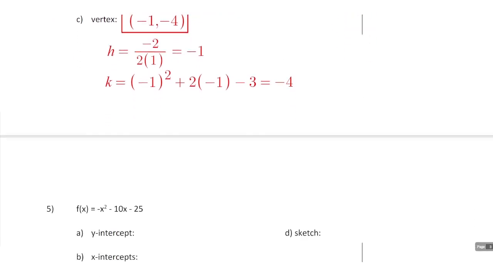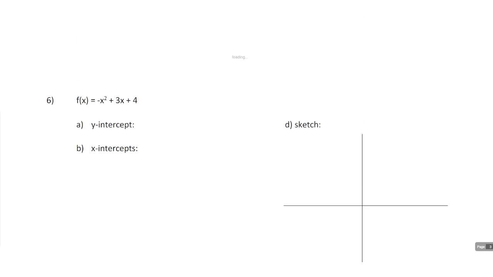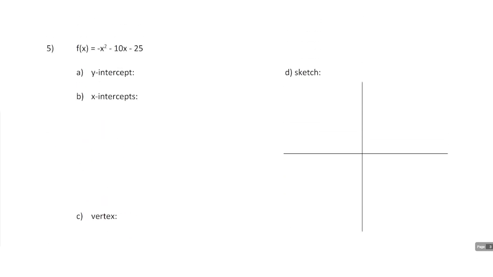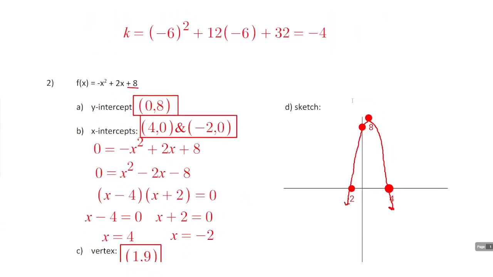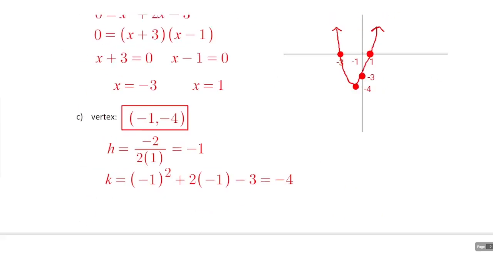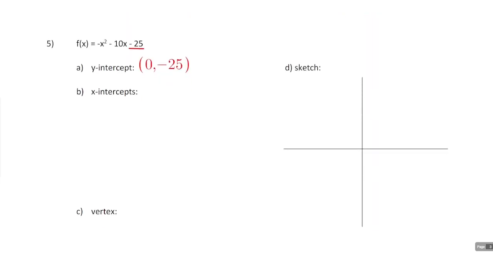All right, we're on the last page now. Looks like there's just 2 more to go. So number 5, the y-intercept is going to be negative 25. (0, -25). For our x-intercepts, this is going to be one kind of similar. Was it number 2 or number 3? It was number 2 that had the leading coefficient as a negative 1. We have that same deal here.